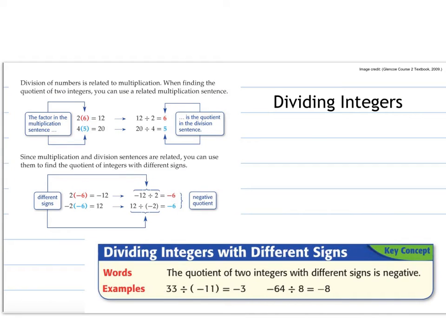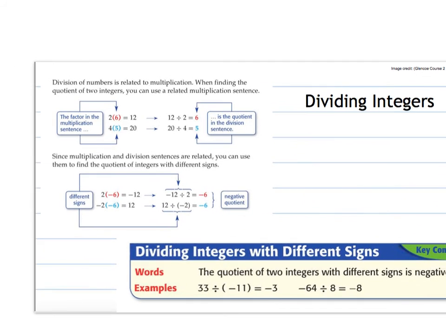There. Let's talk about dividing. Very similar. So a little key thing here. Dividing numbers is related to multiplication. Remember, those are opposite operations, or inverse, so we can use a multiplication sentence to help us with a division sentence. If we know 2 times 6 is 12, that means 12 divided by 2 would be 6.